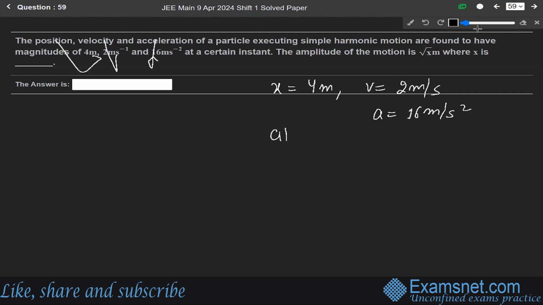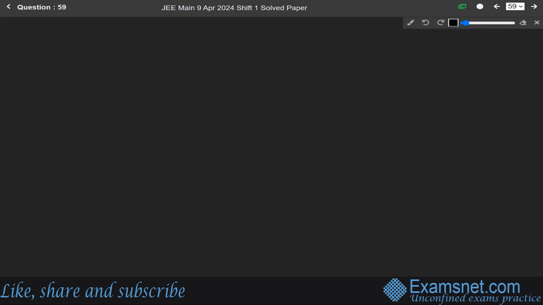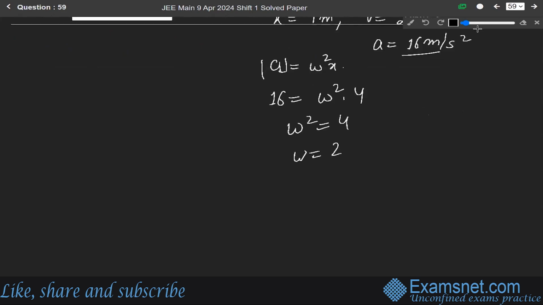So the acceleration will be equal to omega square into x. The amplitude is given as root x meter. So a will be equal to omega square x, and a is given as 16 meter per second square. So 16 will be equal to omega square into 4. So omega square will be equal to 4, since 4 times 4 is 16. So omega will be equal to 2 radian per second.